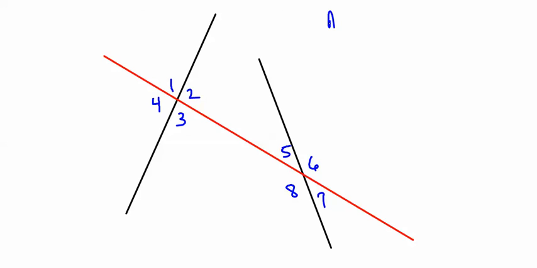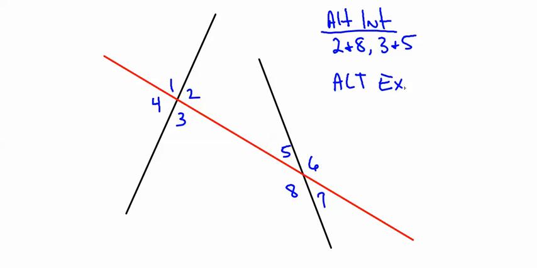All right, so let's go alternate interior. Somebody give me a pair of alternate interior. Jeff. 2 and 8. 2 and 8, good. And 3 and 5, nice job. Okay. Alternate exterior. Tyler. 7 and 1. 7 and 1. Austin. 6 and 4, good.